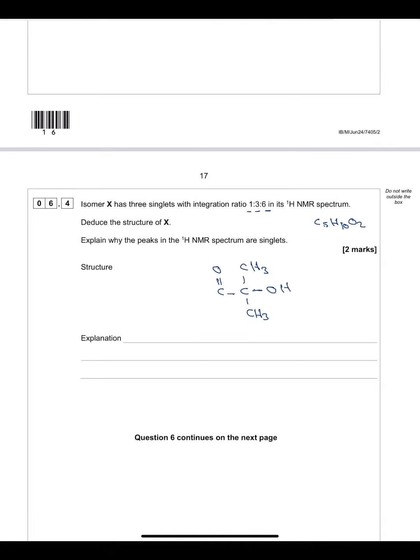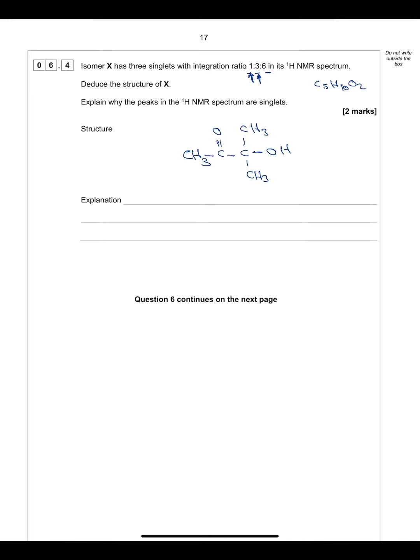This can be an OH, which is the singlet here for one proton, and then we have three protons, which are going to give us another signal, which is this CH3. As we can see, none of these protons have hydrogen on the adjacent carbon. There's no hydrogen on the adjacent carbon. This is why all of these signals are singlets and they are not split.